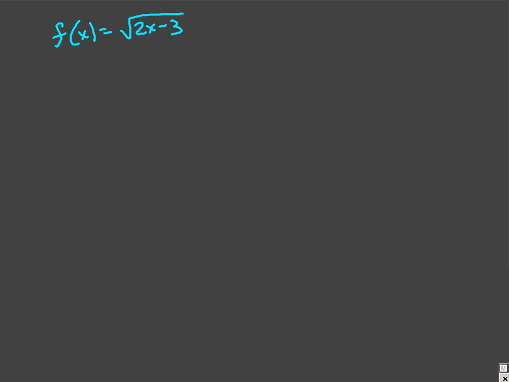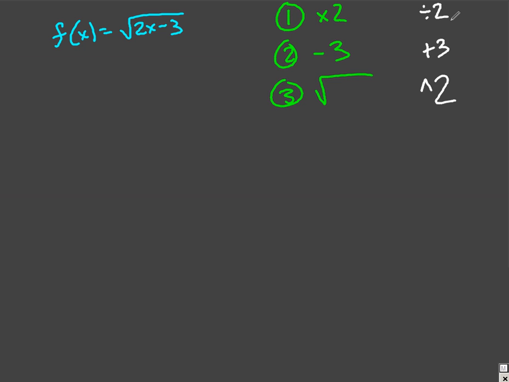Let's look at f of x equals the square root. So let's first look in order. What are we doing? First thing we're doing is multiplying a number by 2. Next thing we're doing is subtracting 3. The last thing we do is we take a square root of that. So if we were to reverse this, what would we do? Well, first thing is I would take a number and square it. The next thing I would do would be to add 3. And then the last thing, the opposite, would be to divide by 2.